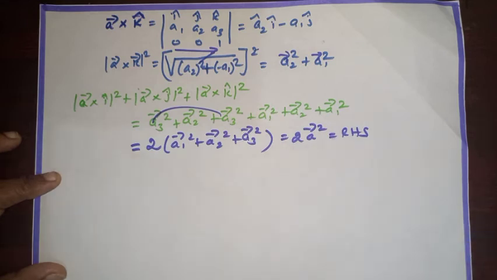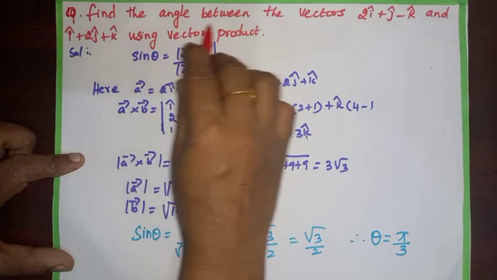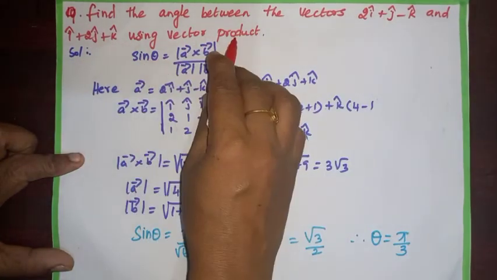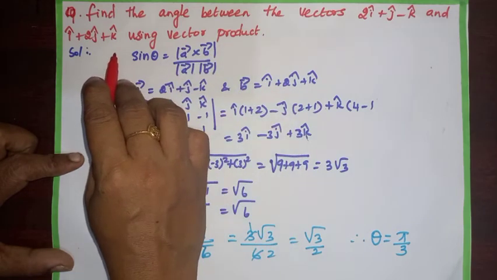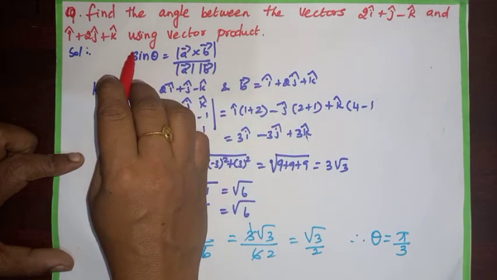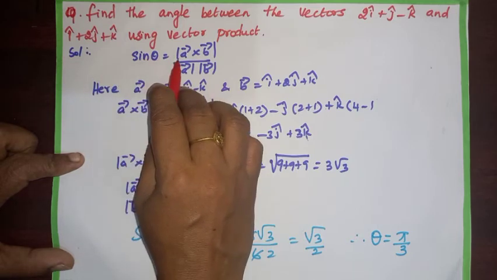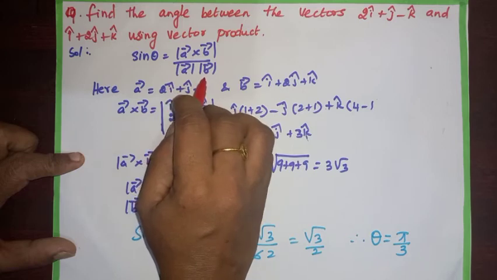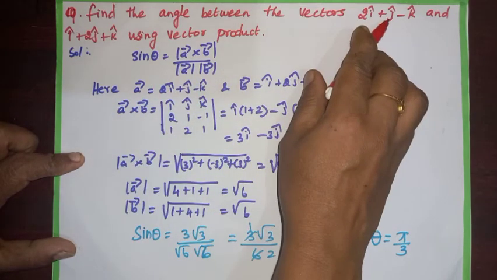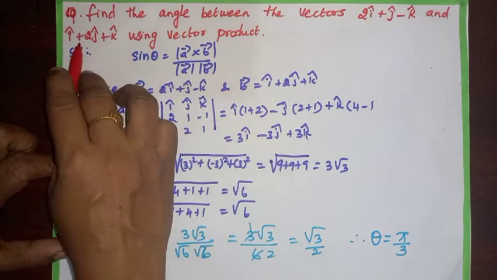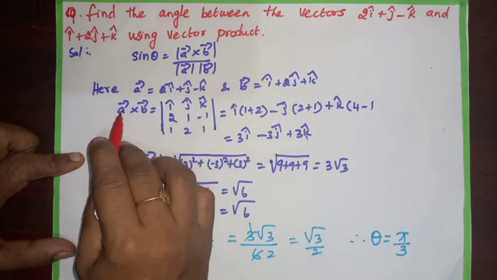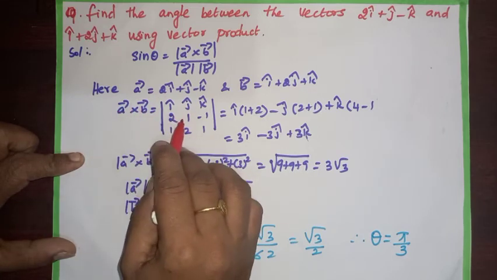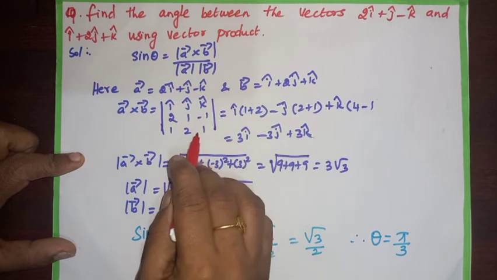Next, find the angle between the vectors 2i plus j minus k and i plus 2j plus k using vector product. So, the angle between vector A and vector B using vector product is given by sin theta equal to magnitude of vector A cross vector B by magnitude of vector A, magnitude of vector B. Here vector A is 2i plus j minus k, vector B is i plus 2j plus k. First, let us find vector A cross vector B. i, j, k, vector A as 2, 1, minus 1, vector B as 1, 2, 1.